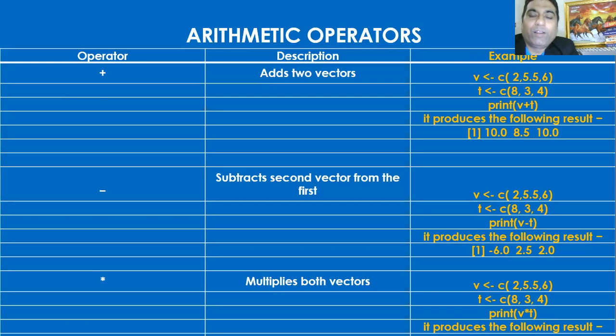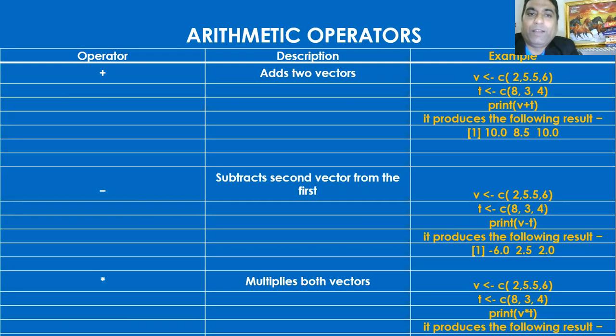So what will the output be? The first element of c in v, that is 2, and the first element of c in t is 8. So it will add 2 plus 8 equal to 10, and see the output is 10. The second is 5.5 plus 3 equal to 8.5, and 6 plus 4 equal to 10. So it works as the plus operator.